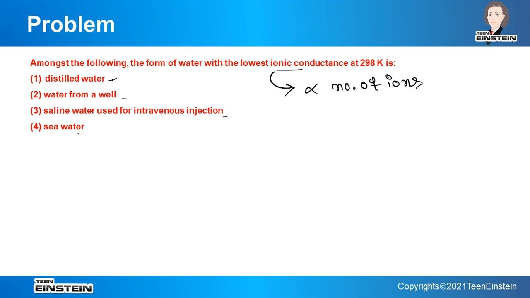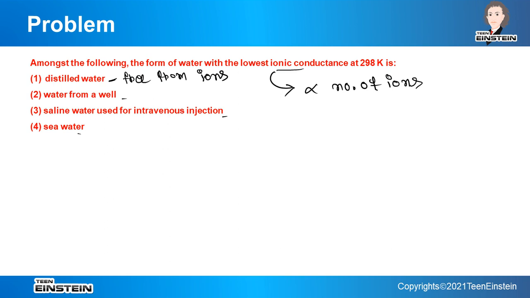When it is distilled water, it is actually free from most of the ions, because in natural water there is always presence of some ions. It is not that water is always pure. So in normal water there is always presence of some ions, but if we distill the water, then it is free from ions. That means the ion number is almost nil or very minimum.